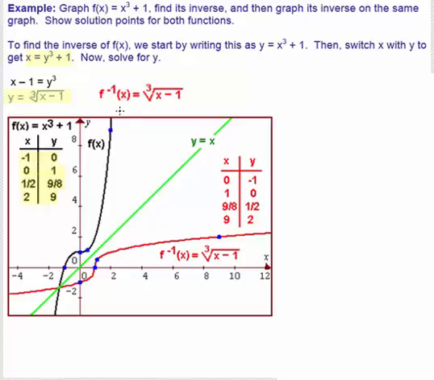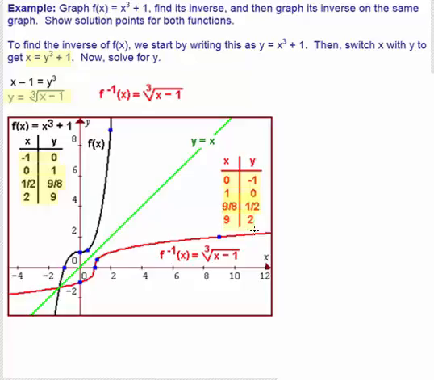We get this S-shaped curve. Now let's look at the graph of the inverse function. When x is 0, we get y equals -1. When x is 1, we get y equals 0. When x is 9/8, 9/8 minus 1 is 1/8, and the cube root of 1/8 is 1/2. And also when we plug in x equals 9, we get 2.